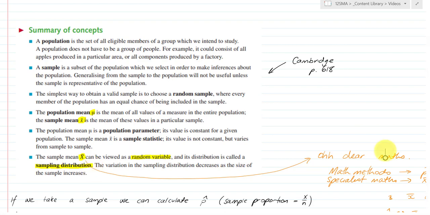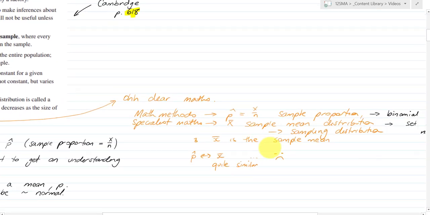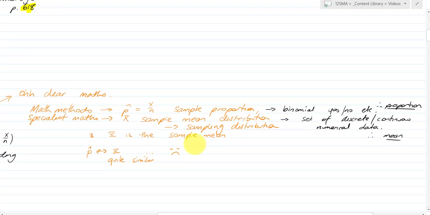Now on page 618 of the textbook you're using, and I'd strongly suggest that after you've gone through and done some of this work, you go back and read those and see if your understanding has adapted as we go. So maths has done this to us, and this is where it's a bit tricky. In Methods we use p hat, and p hat is x over n, and it's called a sample proportion. Whereas in Specialist we use x bar, and it's a sample mean.